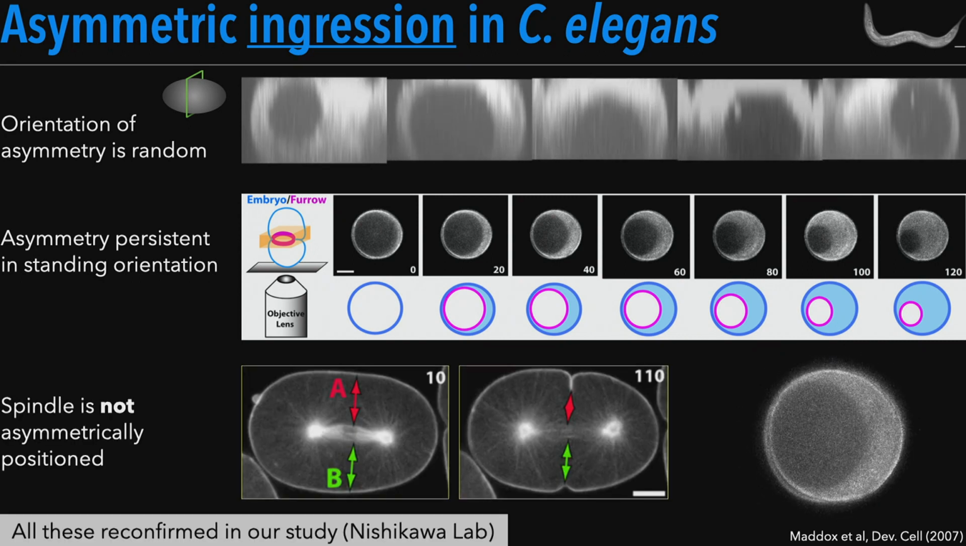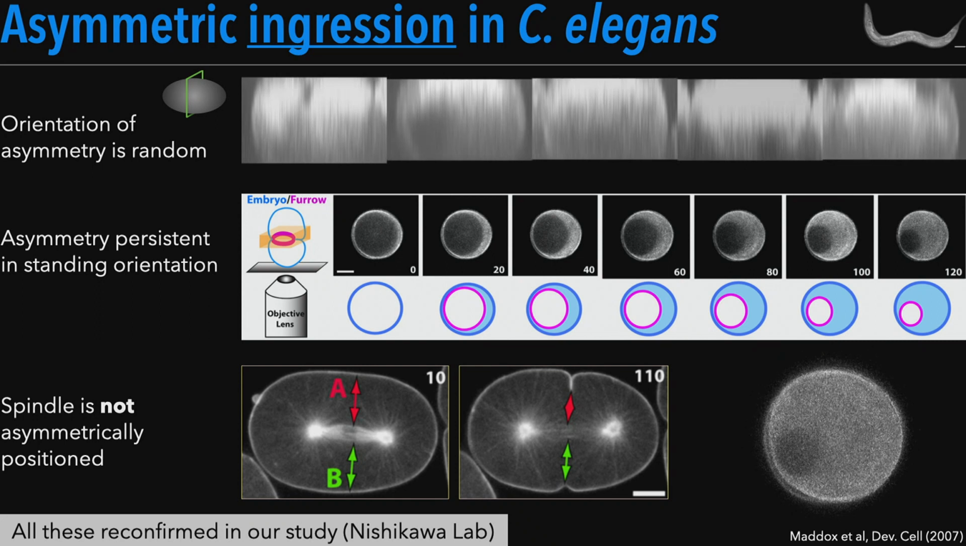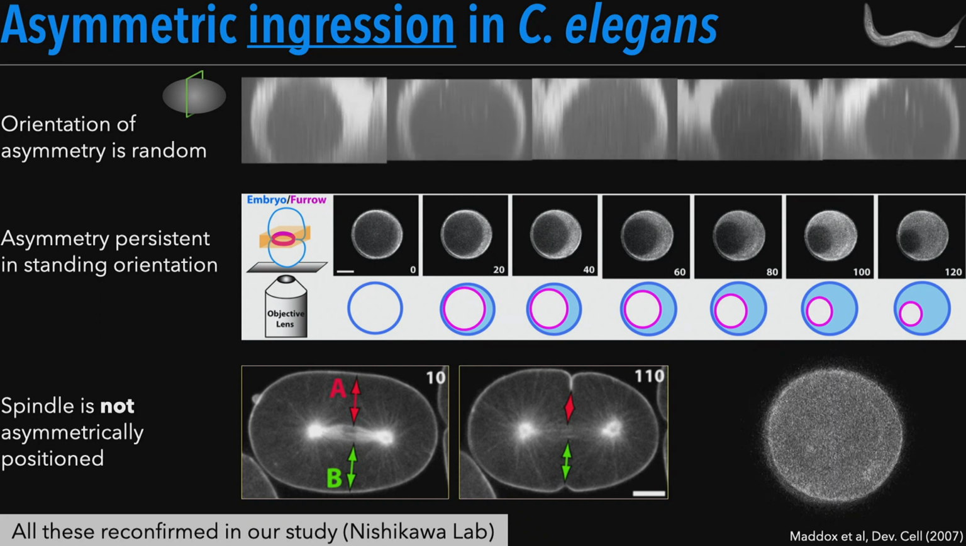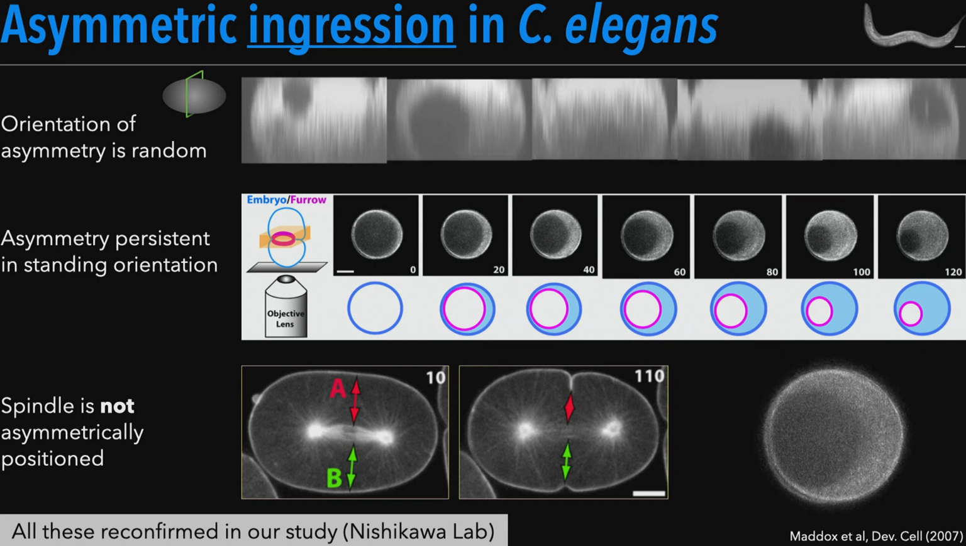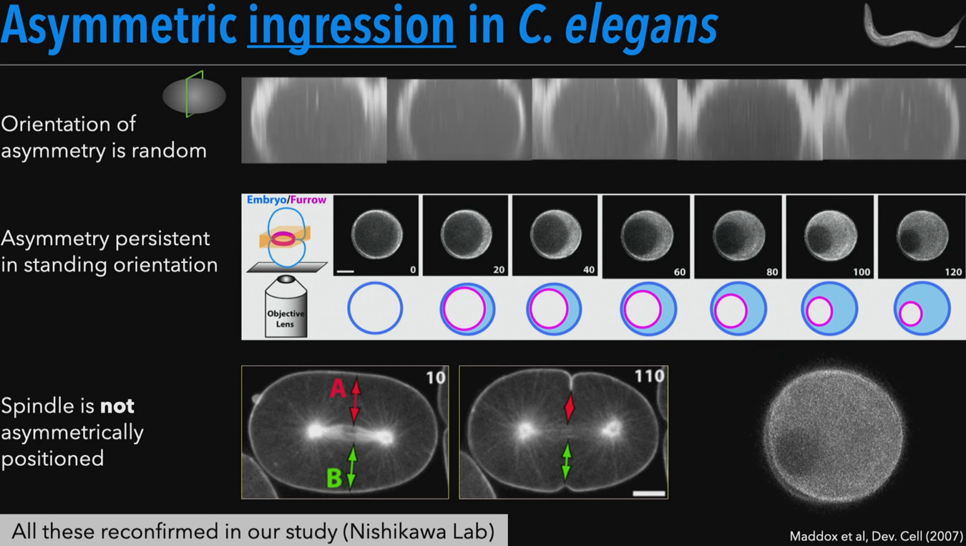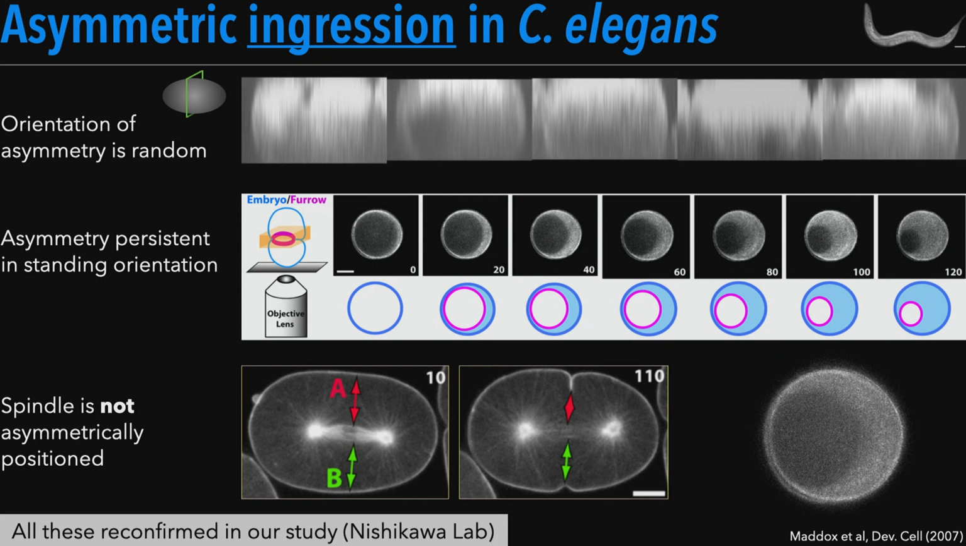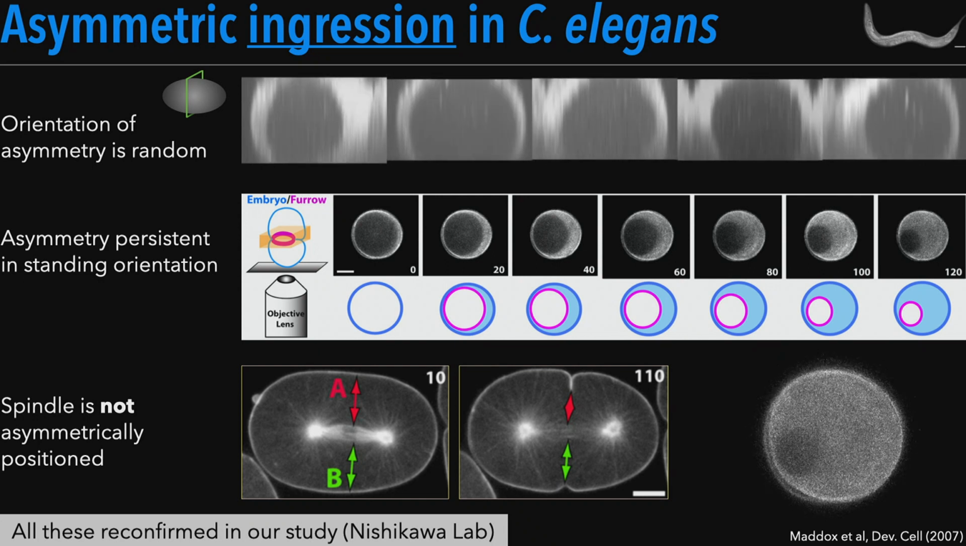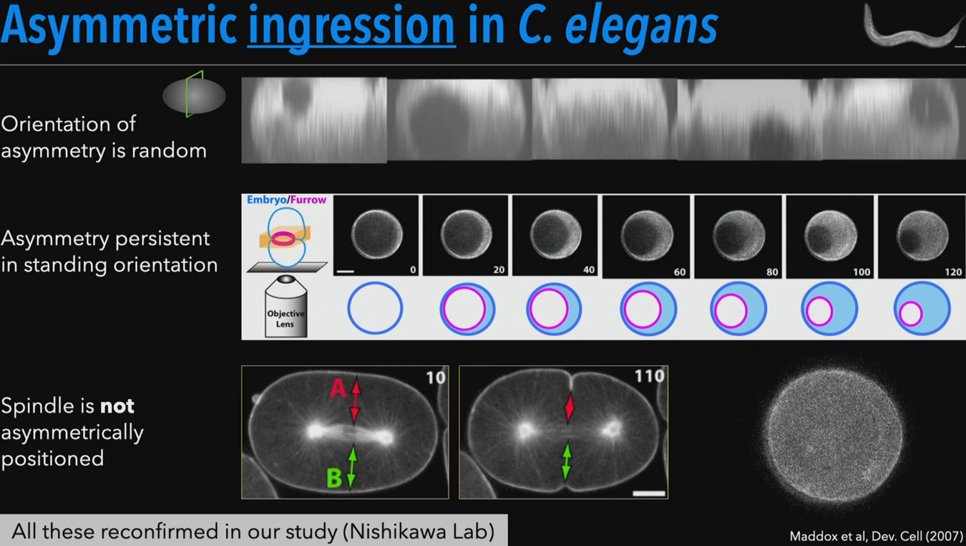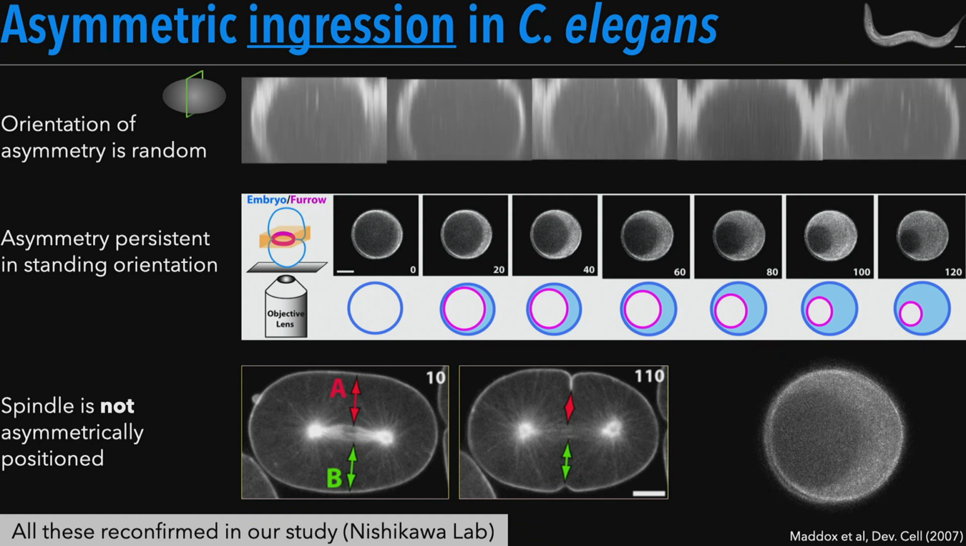We don't know for sure, but it looks like the spindle is not having any serious effect. As far as we can make out, the spindle is more or less in the center throughout the ingression phase. So possibly the spindle may or may not influence the asymmetric ingression. We don't know. But all these things we've repeated many, many times in the lab, and these seem to be robust and consistent.